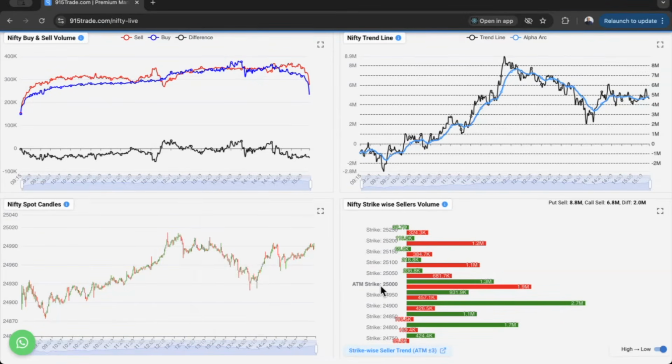When it comes to options, at 25,000, Mahindra and Mahindra 25,000 strike, how many contracts can be executed? Can anyone unmute and tell me? What do you think? How many contracts? What is the limit, the number of contracts that can be traded at that strike? Any idea?